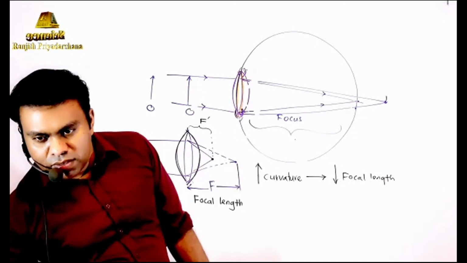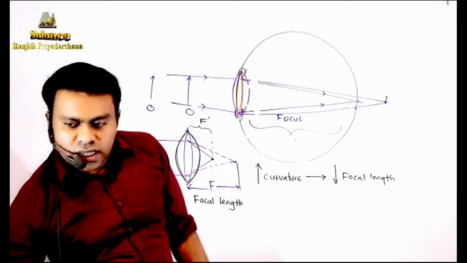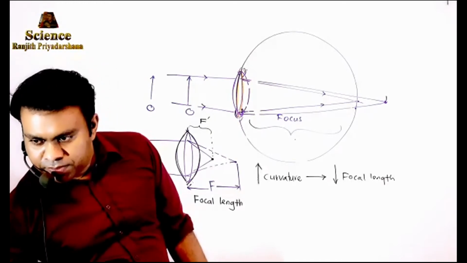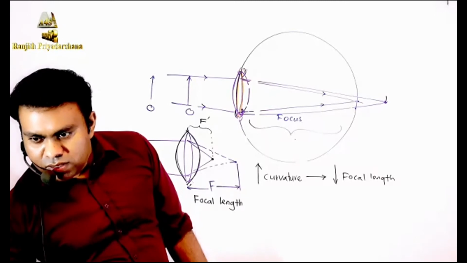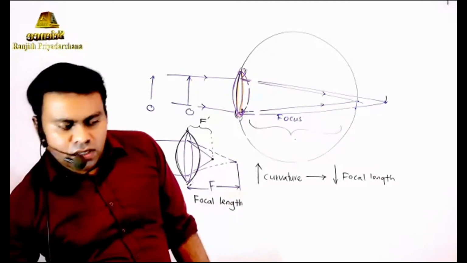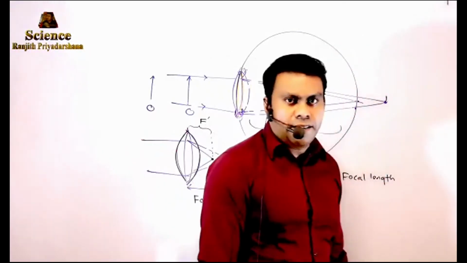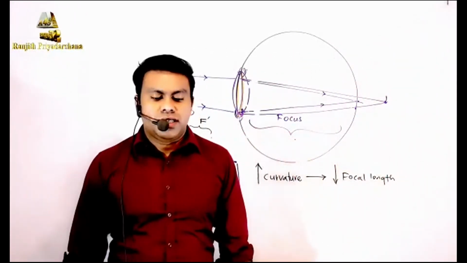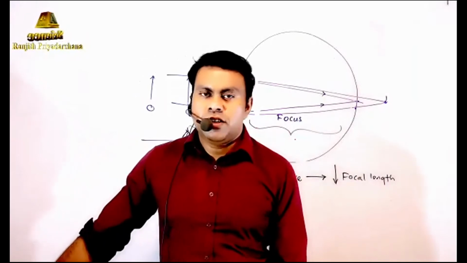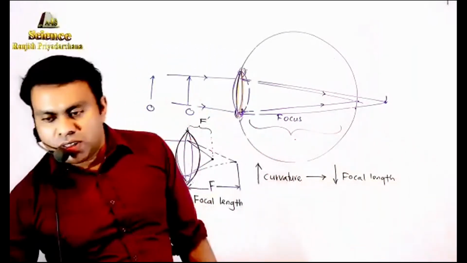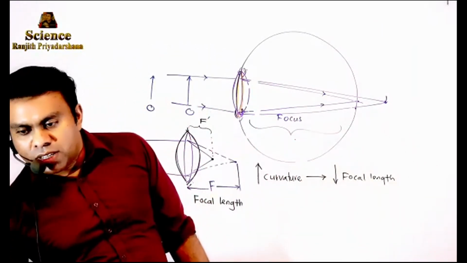Sir, can you repeat it? Tell me what you wrote. Circular muscular layer is attached to the lens to control its curvature.